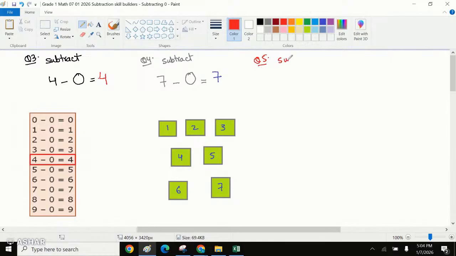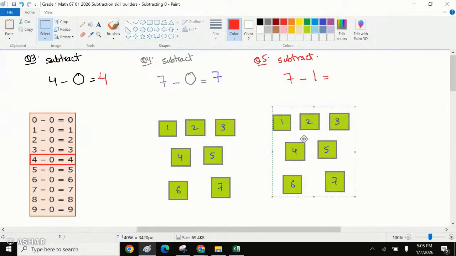But if I would change question number 4 and I would say subtract 7 minus 1, right? Now what I'm trying to do is, if I say it is 7 minus 1, I'll just copy these 7 boxes over here and let's fill up with a different color so that we have a better view. Okay. If these were 7 boxes, 0 means no change. No change. Okay. 0 means the number stays the same.